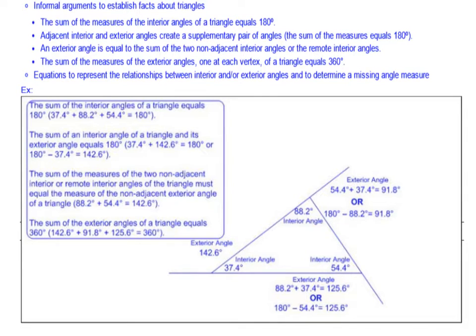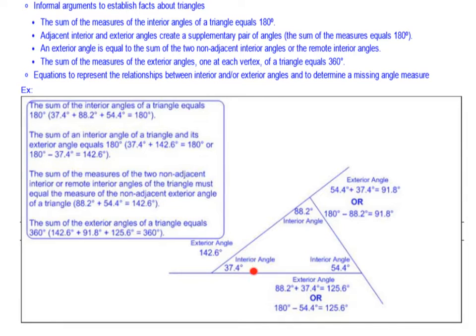Now, adjacent interior and exterior angles are complementary. Adjacent interior and exterior angles. If you look down here with me, what this is telling us is that adjacent interior and exterior angles create a supplementary pair, and that's going to equal 180 degrees. So I misspoke. They are supplementary. So if they're supplementary, when you add these two angles up, you must get 180 degrees.